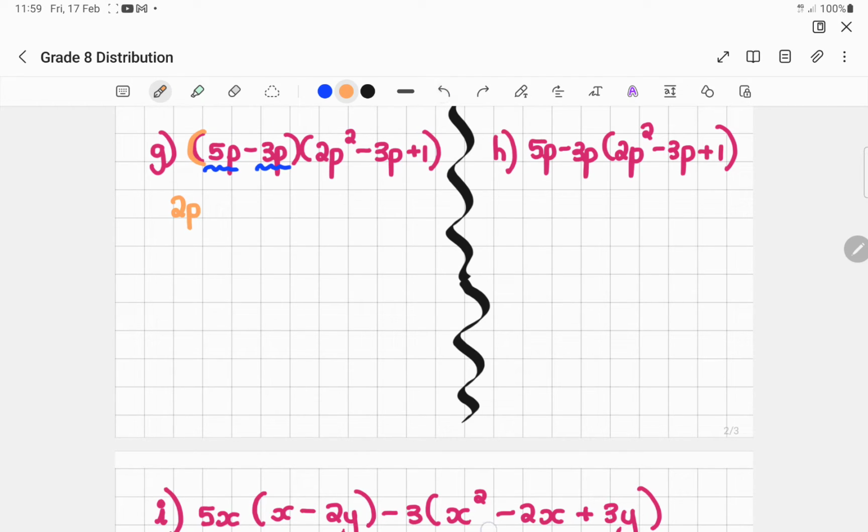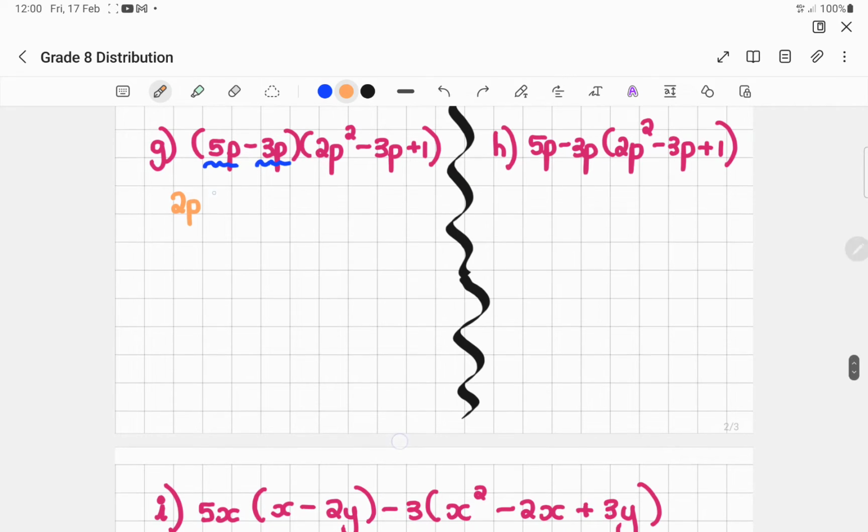Sorry about that. There we go. Okay, so I have to simplify within the brackets. 5p minus 3p is 2p. Let's just carry on here at the bottom. Then what is left? 2p squared minus 3p plus 1.